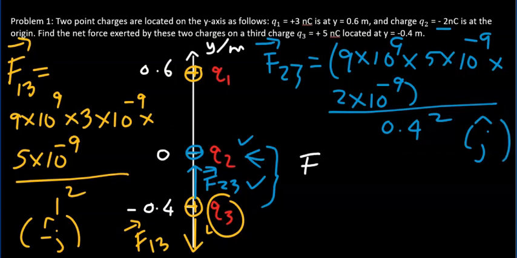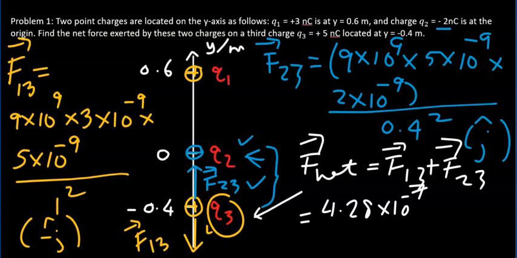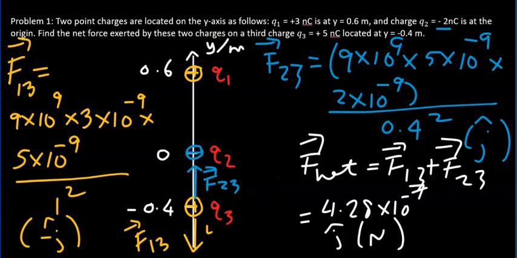To get the net force on that charge, all you need to do is quite simply take the vector sum of F13 and F23. And if you do that, you get the following answer: 4.28 times 10 to the power minus 7 j hat newtons. So this j hat indicates the net force on Q3 will be heading in that direction along the positive y-axis.